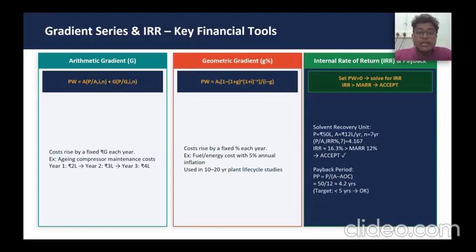IRR is the interest rate that makes present worth exactly zero. It is the annual return the project earns. The rule is simple. If IRR exceeds MAR, we accept. In our solvent recovery unit, IRR works out to be 16.3%, which beats our 12% MAR. So we accept. The payback period of 4.2 years also clears our 5-year target. Both indicators confirm viability.